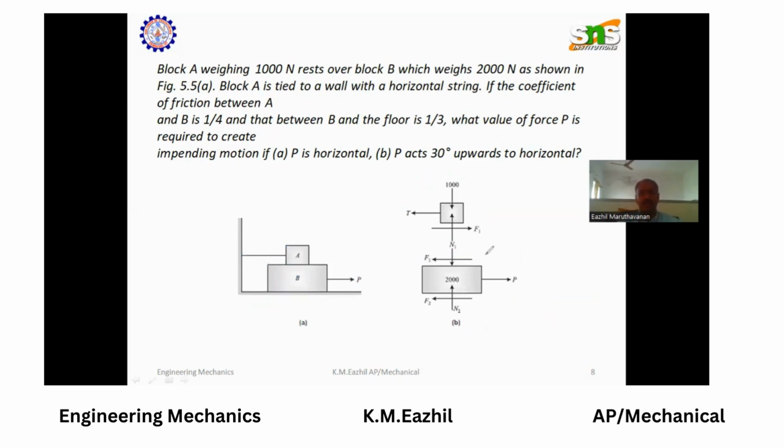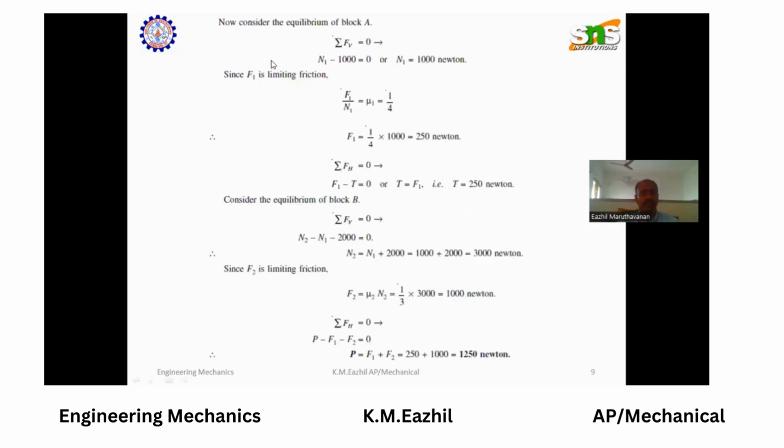Before solving the problem, we have to know where the minimum number of unknowns need to be found. From the figure, we are able to know that the minimum number of unknowns are there in block A. So we have to consider block A for solving initially. By considering block A, by assuming the equilibrium condition, sigma Fv is equal to 0, we will get the equation as N1 minus 1000 is equal to 0. Therefore, N1 is equal to 1000 Newton.